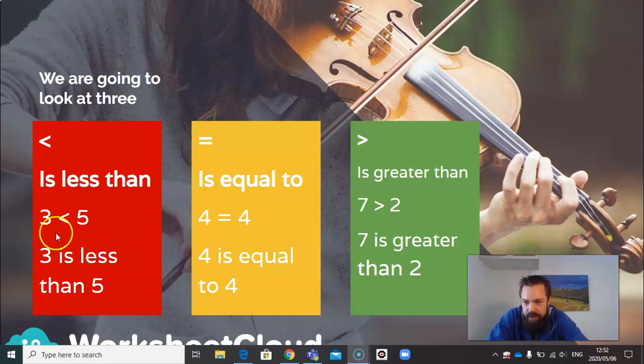I just like to get into the habit of reading it correctly, because children are quite often very good at putting this in, but they don't know how to read the sign. So when you see this sign, it means is less than, and this one is greater than. So 7 is greater than 2, 3 is less than 5. Let's look at some examples.